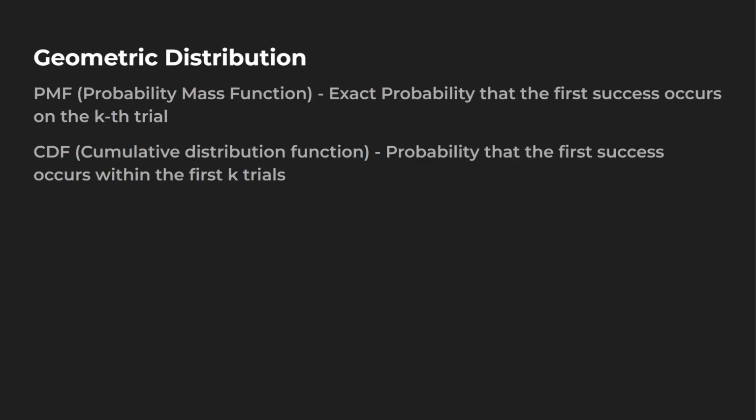So a few terms that you need to know before we jump into our code. Those would be the PMF, which is the probability mass function, and the CDF, the cumulative distribution function. By the time I'm recording this video, I should have both on the channel. If not, I will have them a little bit in the future. You can think of the PMF as the exact probability of success. And the CDF, you can think of this as the probability that success occurs within the first k trials.